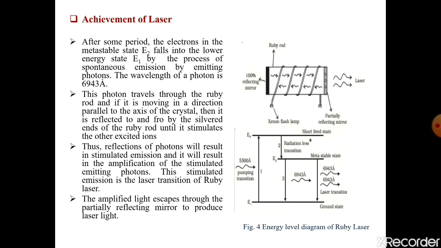Thus, the reflection of photon will result in stimulated emission and it will result in the amplification of the stimulated emitting photons. This stimulated emission is the laser transition of ruby laser. The amplified light escapes through the partially reflecting mirror to produce laser light.